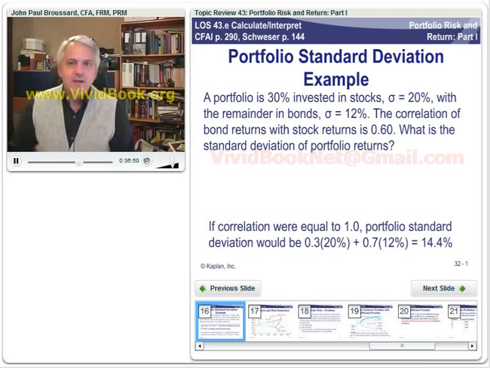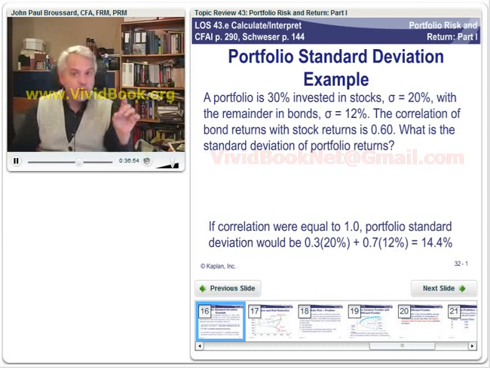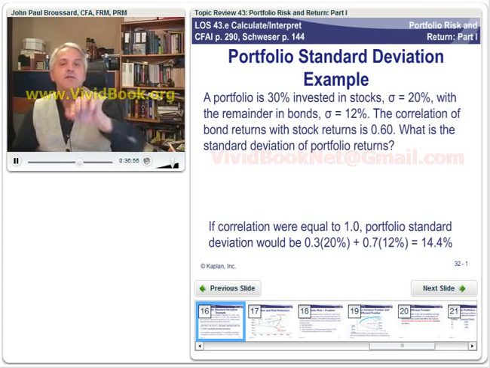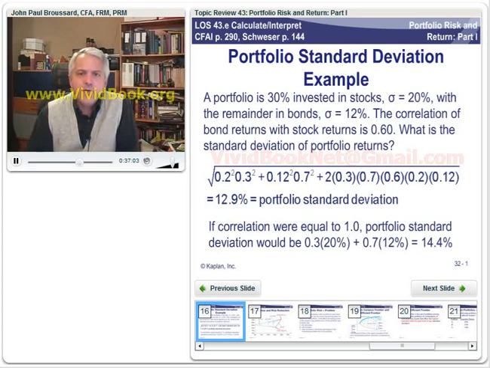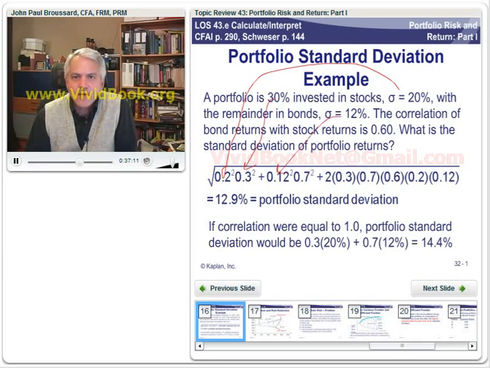All right, so from that, the correlation of the bond and stock returns is 0.6. We already know the standard deviation, so we don't have to calculate the covariance. We just plug into the formula. So here is the standard deviation of stocks, and then the weighting of stocks, and this is the standard deviation of bonds, and then the weighting of bonds.